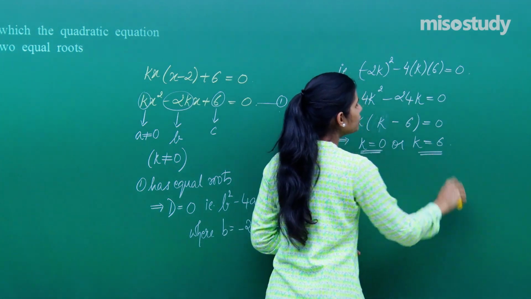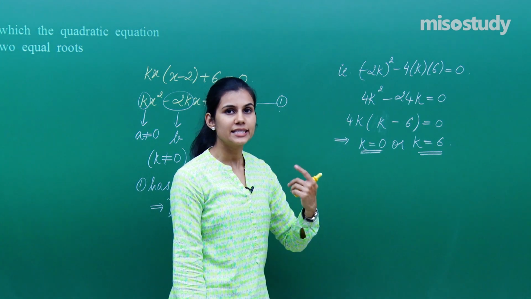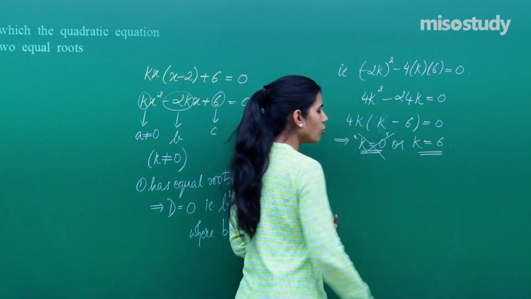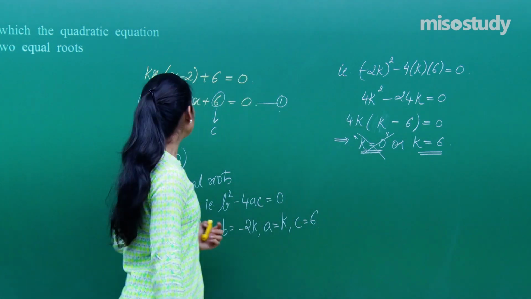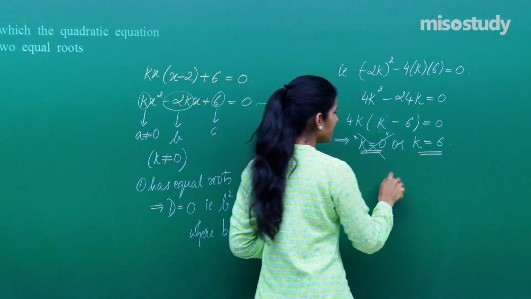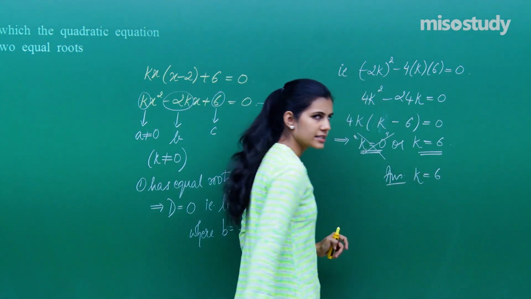These are the two values of k that are coming up for the quadratic equation when it is known that it has equal roots. But k is not allowed to be 0, because if k will be 0, then this equation will no more be quadratic. So I cannot accept k equal to 0. My answer is that k is equal to 6.